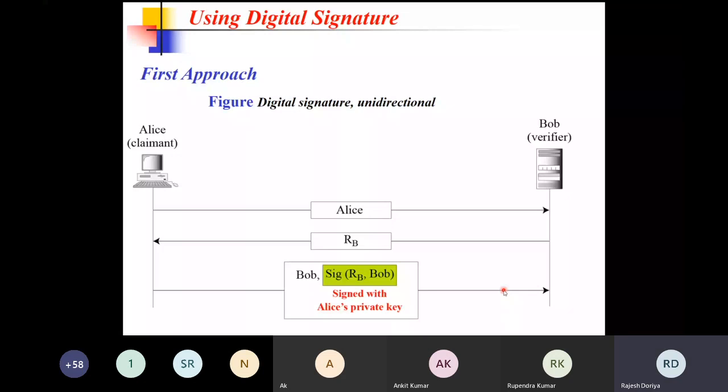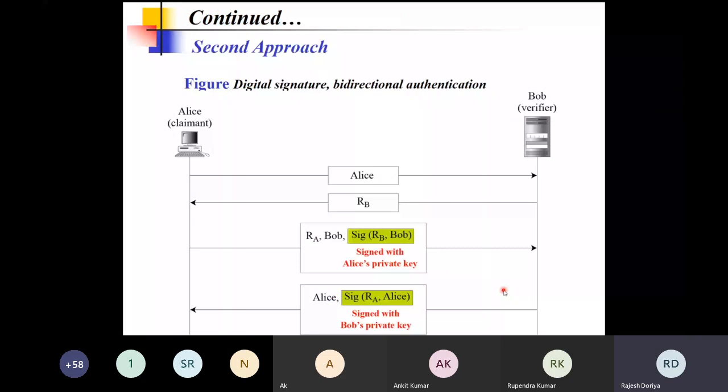And of course, the bidirectional mechanism can also be facilitated with the help of digital signature, where both the parties are sending their nonce number by signing with their private keys. This way both the parties will be able to verify each other. So this approach includes the mechanism of digital signature to prove the identity of each other. So I hope these things are pretty much clear to you.